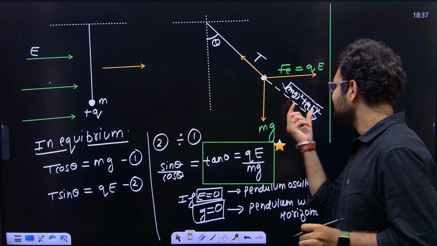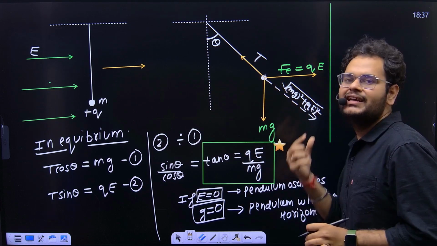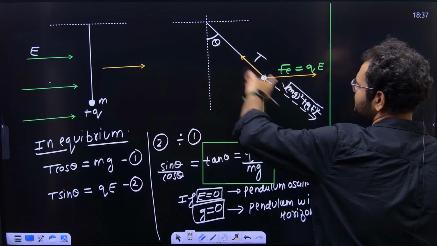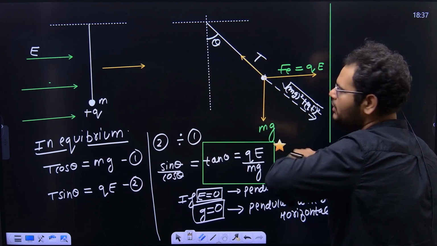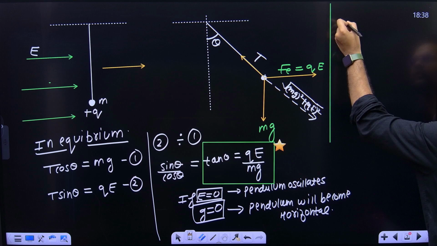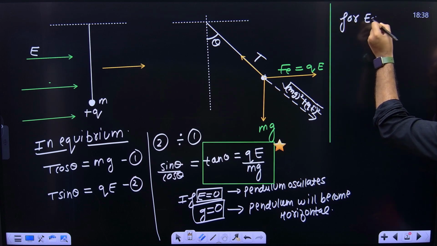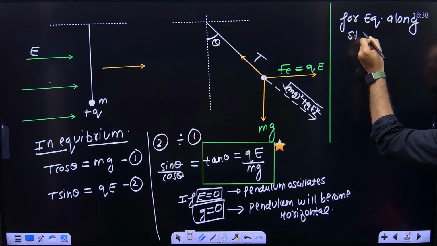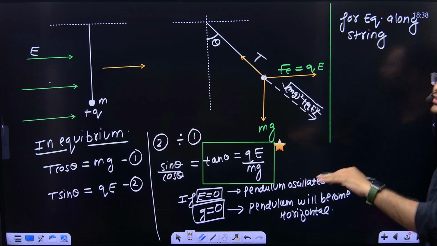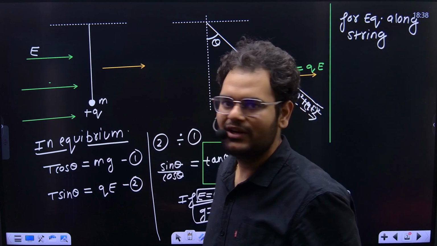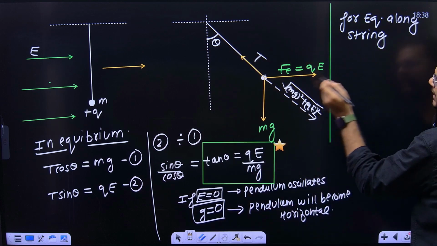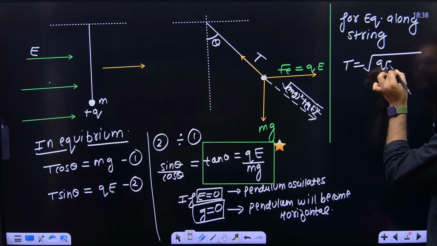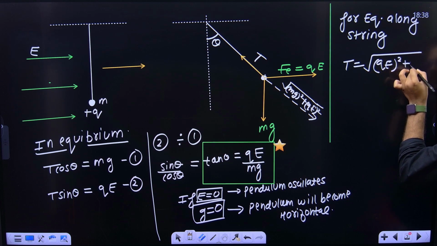100%. You will ask, sir, why is this resultant along the tension? It has to be, else the particle will not be in equilibrium. I am checking equilibrium in this direction along the string. Are you getting it? So directly I can say for equilibrium along string. See, it's my wish to apply equilibrium in any direction I can apply. Okay, it is my wish, my rule. So along string I can say tension is equal to under root of qe square plus mg square.